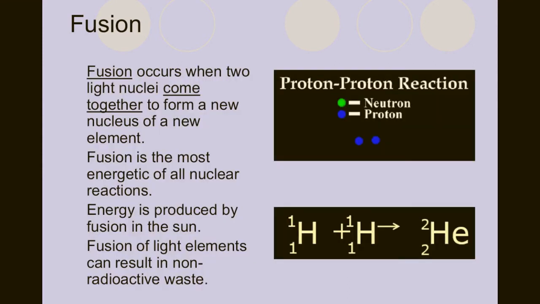With fusion, it occurs when 2 light nuclei come together to form a new nucleus of an element. This is going to be a new element in its own right. Fusion is the most energetic of all nuclear reactions, and energy is produced by fusion in the sun. So that's the prime example of it. And fusion of light elements can result in non-radioactive wastes. So as we look here, we have one hydrogen added to another hydrogen, which is two smaller, lighter nuclei coming together, and they form a bigger one, which is going to be helium.